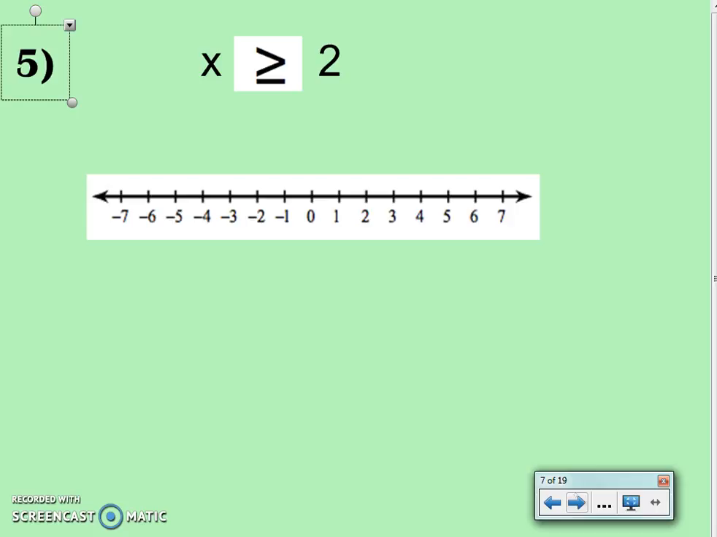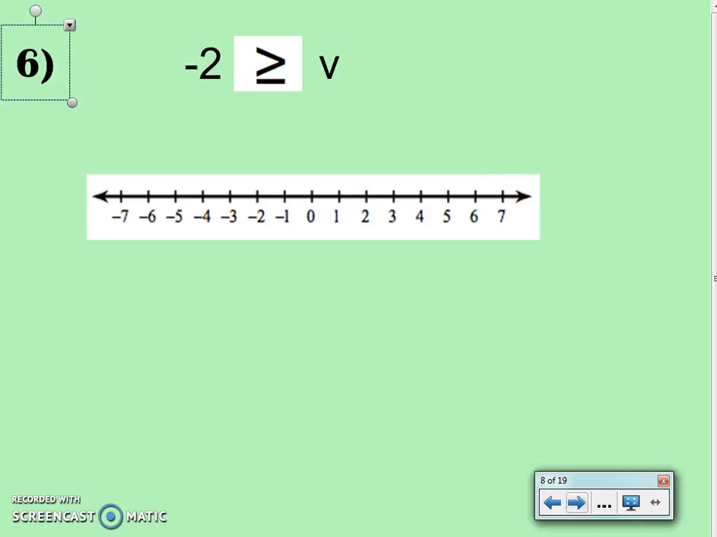So, because it says or equal to, that's a closed circle. That means 2 could be one of my solutions or anything greater than that. So I shade to the right. Again, put your stick in the arrow. Looks like it's pointing to the right.